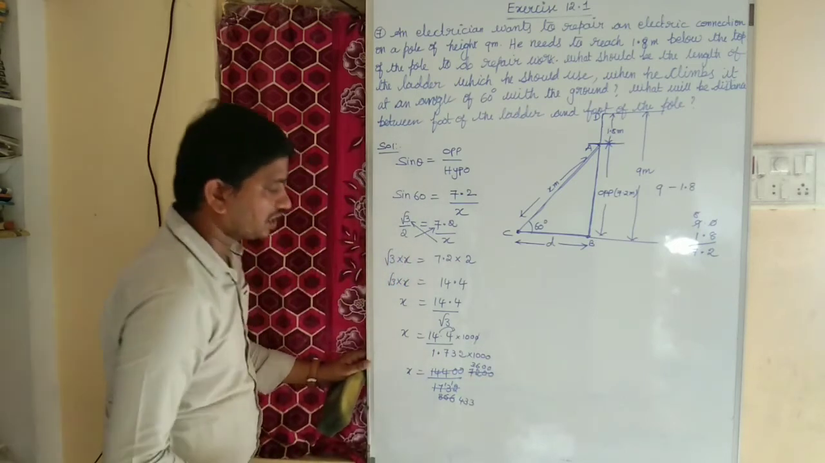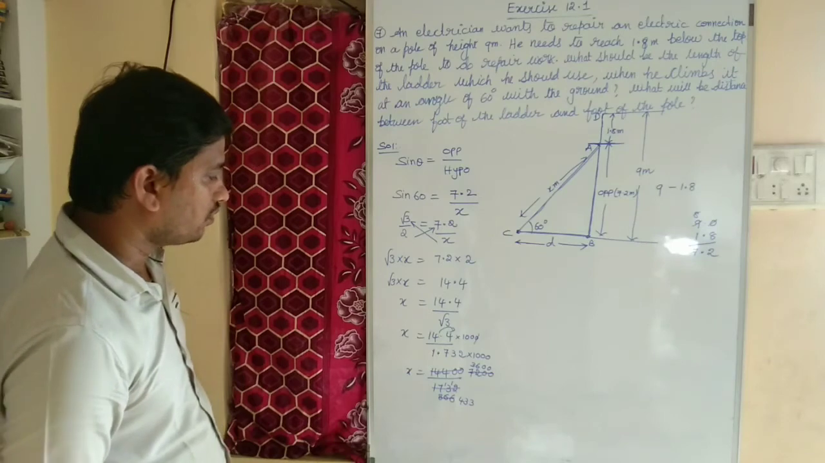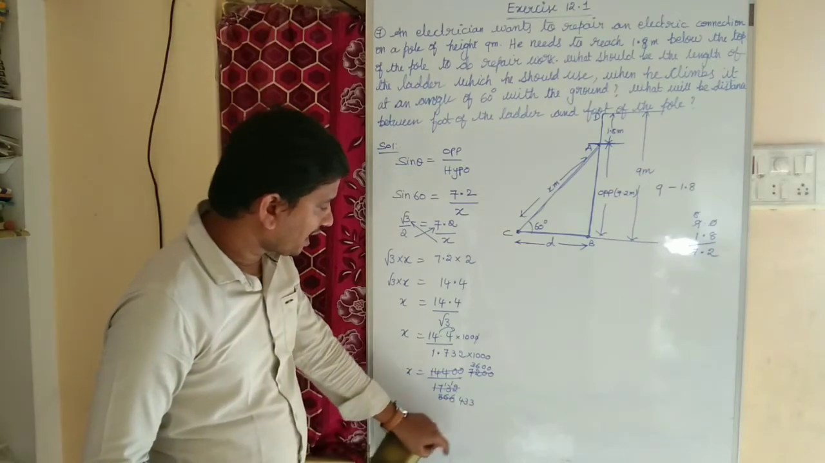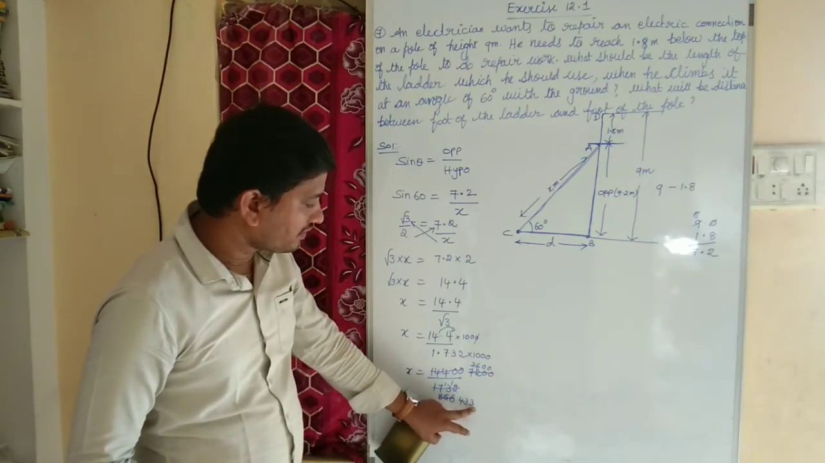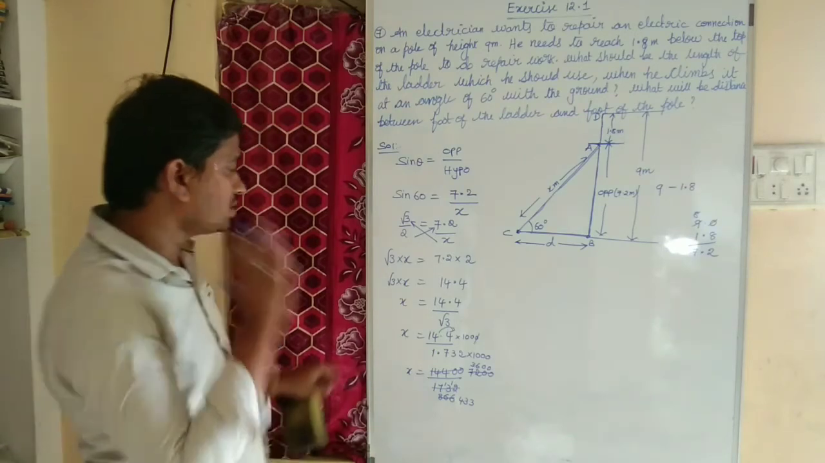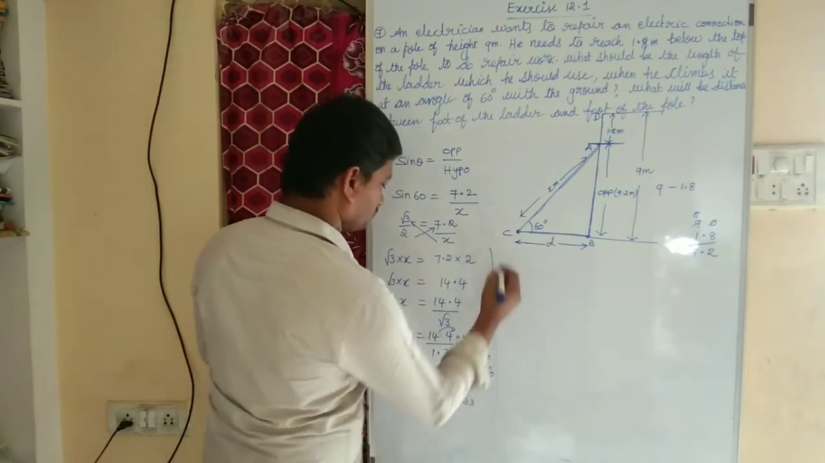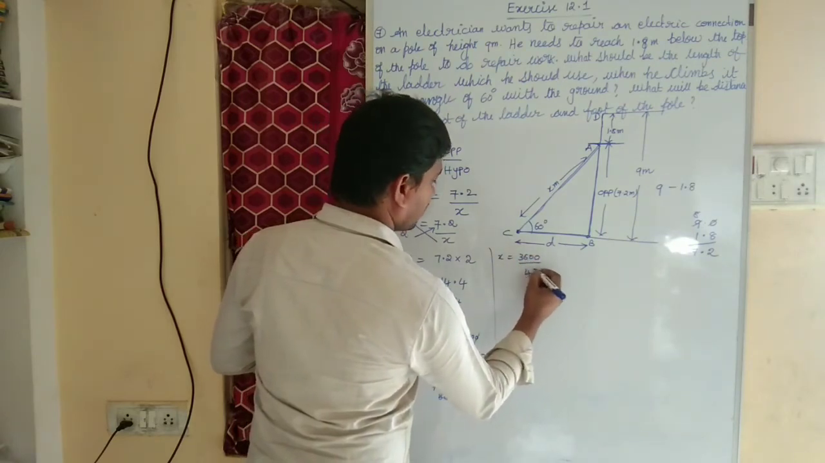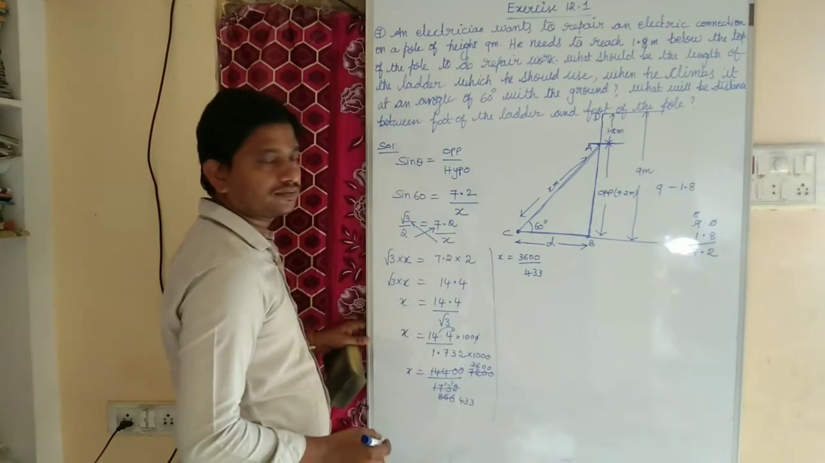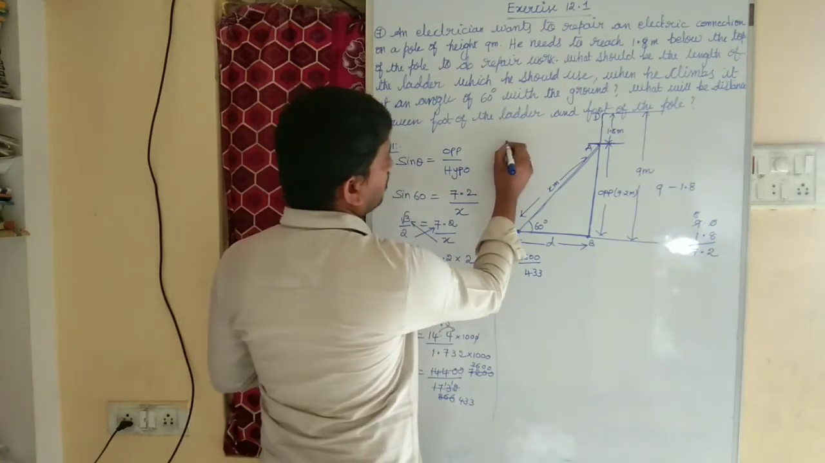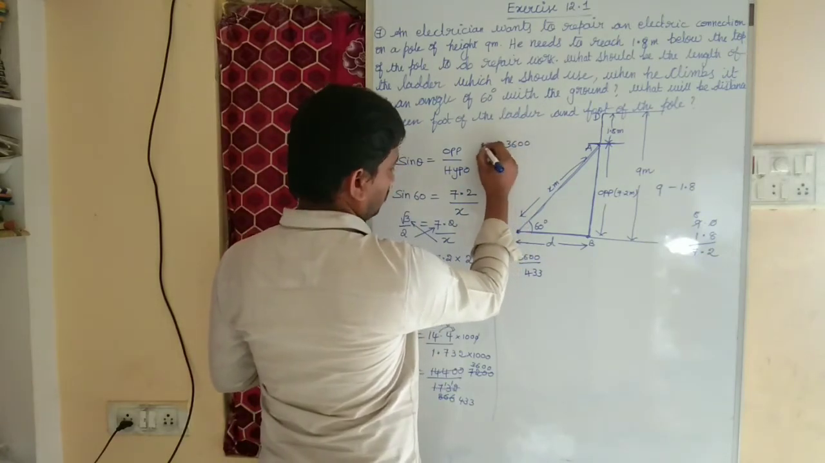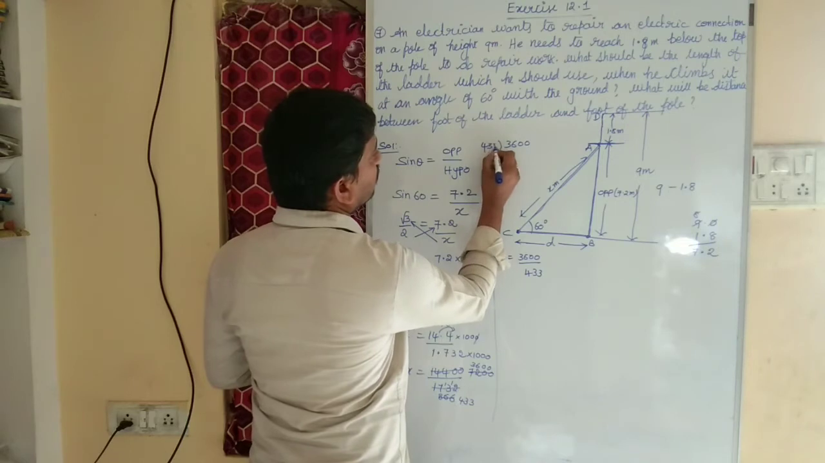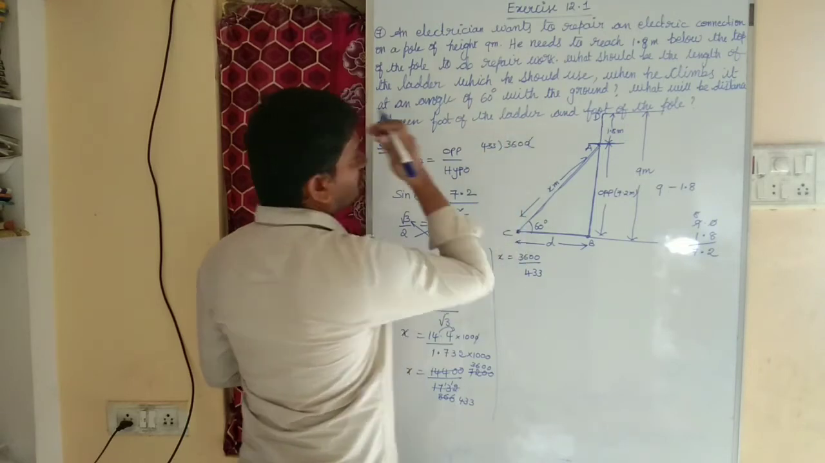So 3600 divided by 433. It will cancel. 4 plus 3 is 7, 7 plus 3 is 10. Now x is equal to 3600 divided by 433. Right? So let us divide 3600 divided by 433.